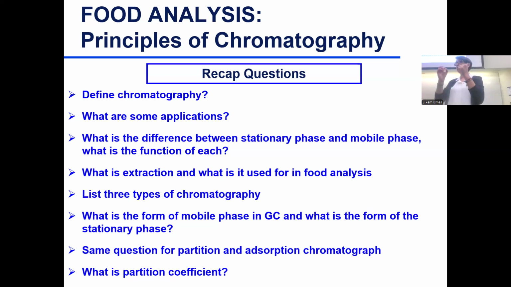Correct. So usually the solute is partitioning between the two phases, the stationary phase and the mobile phase. And usually on the top of the equation is the concentration in the mobile phase, and on the bottom is the concentration in the stationary phase. But it's the proportion, how it is divided between these two phases. So it's the proportional value, and it's a constant for partition chromatography.